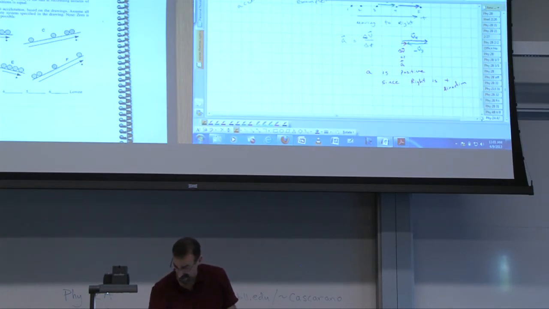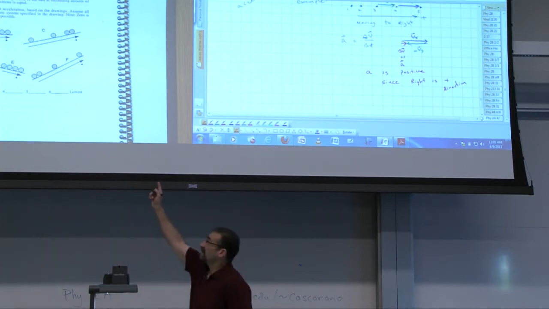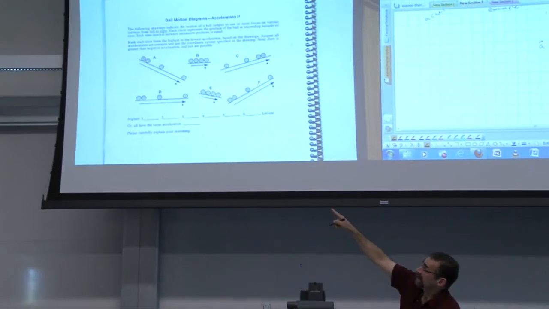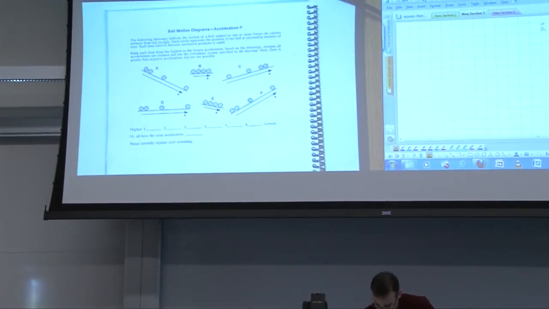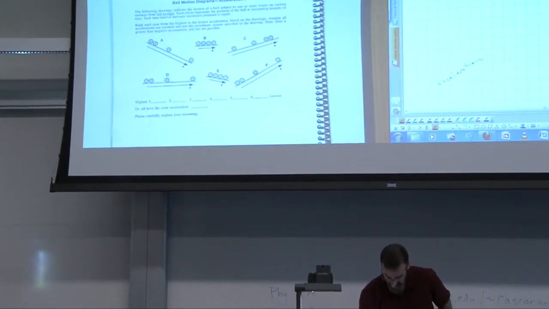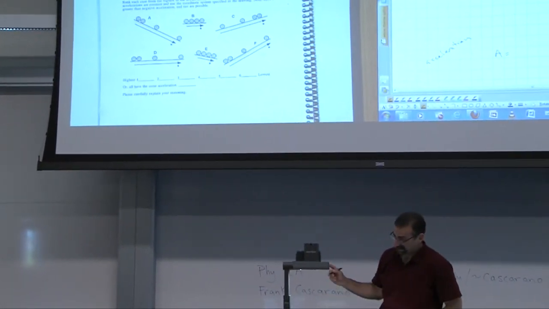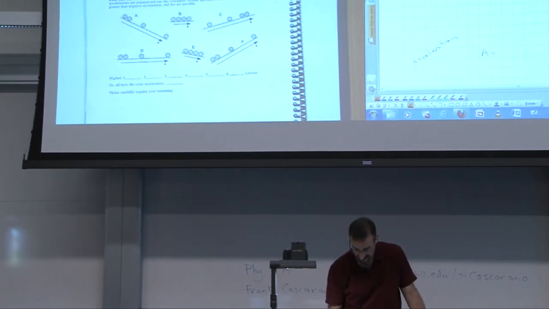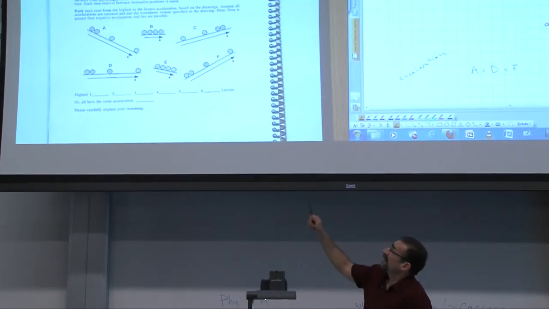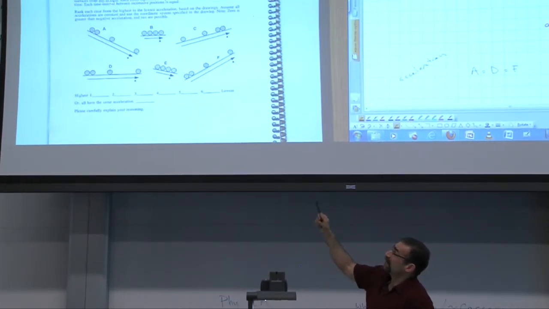Now let's answer the question here. Which one has the biggest positive acceleration? All of them, A, D, and F? They're all accelerating to the right, right? As they move to the right, the spacing gets bigger and bigger, and that's our positive direction, so they all have a big positive acceleration.